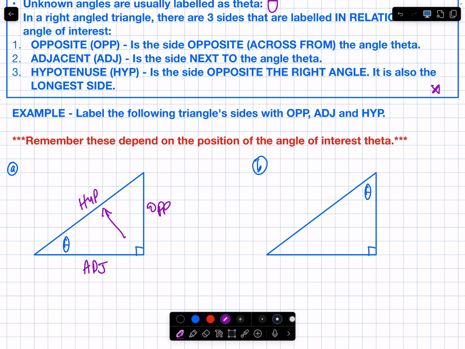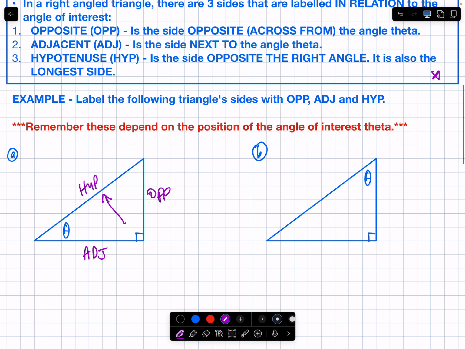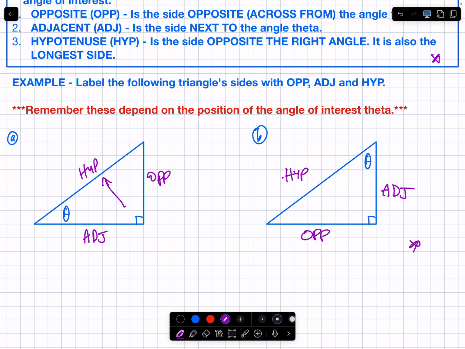B, someone else? B, theta is in the top right now. What would the opposite side for B be? The bottom. Which side is the hypotenuse? Same as before. And obviously the last one left, that's adjacent. Okay? Can you get those 2 examples down?